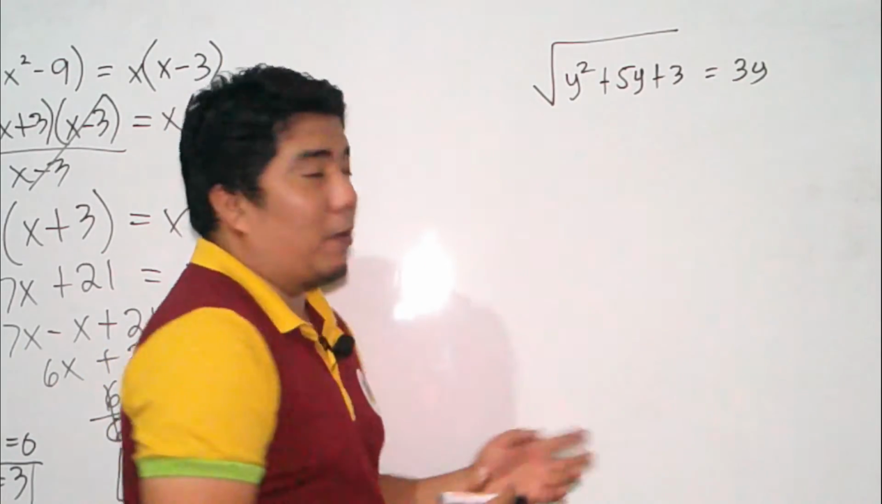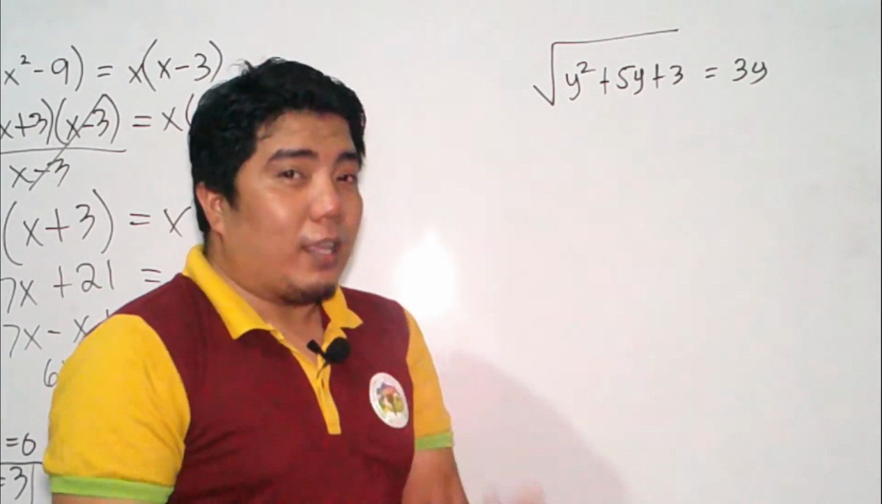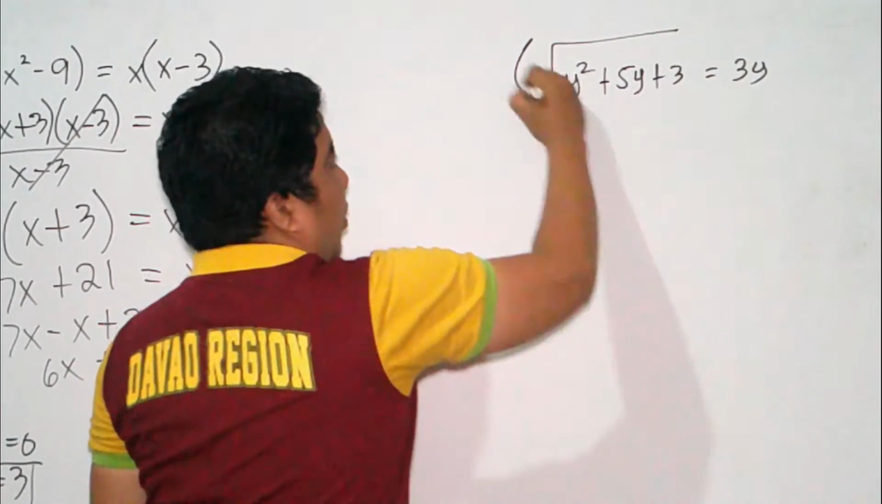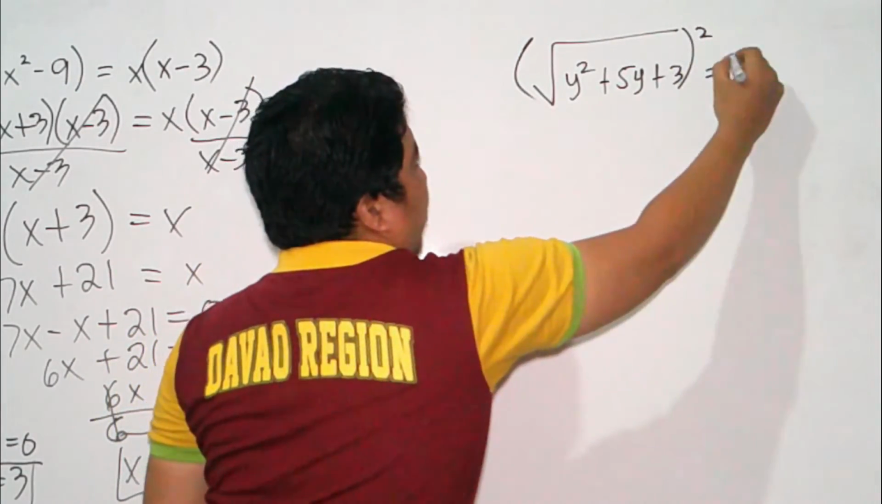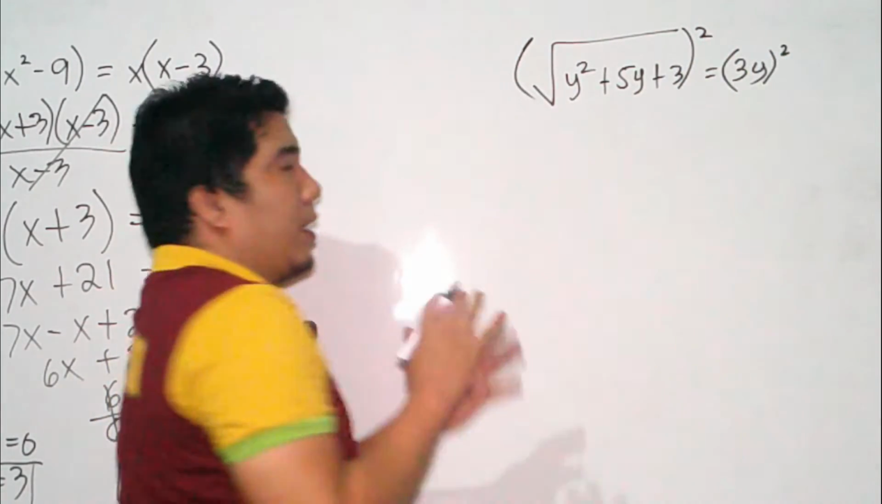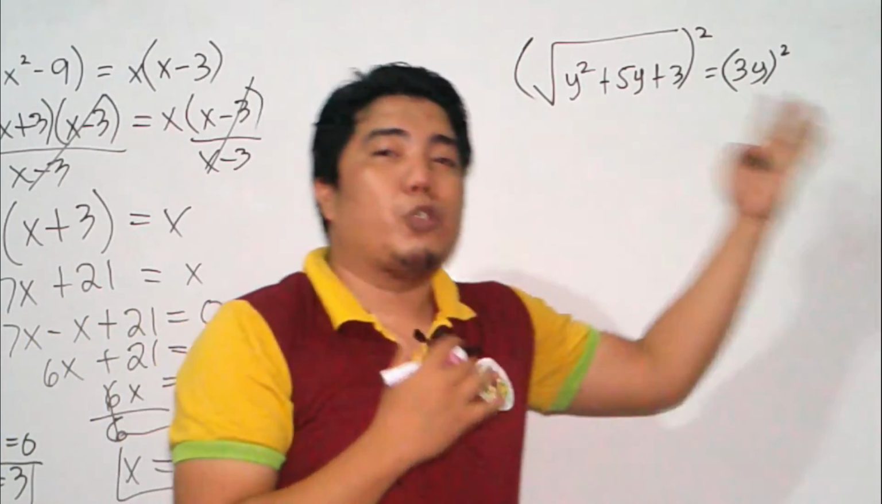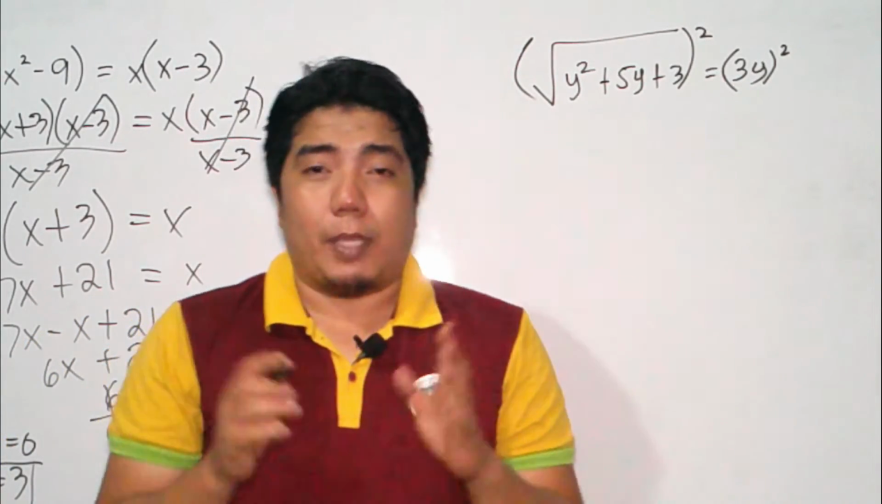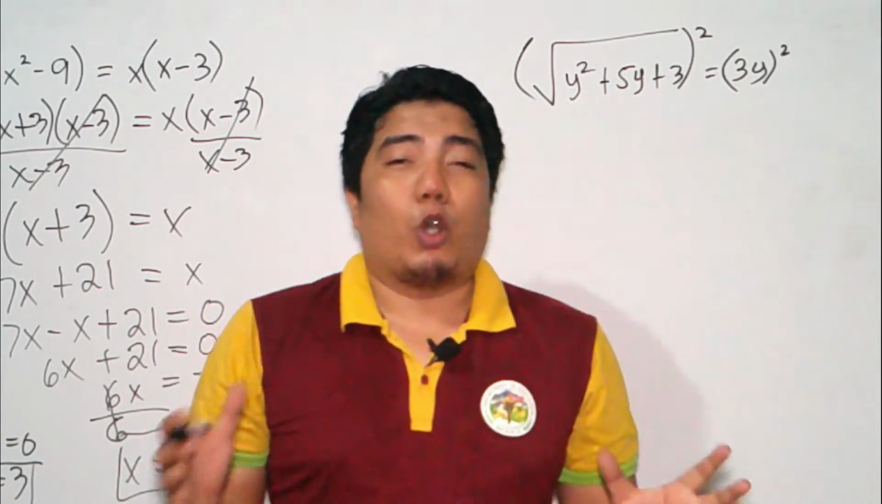So what do we do here? In order for us to eliminate the square root symbol, we just need to use the power of 2. Now, if you use the power of 2 on the left side, you also use the power of 2 on the right side, because in mathematics, it should always be fair.